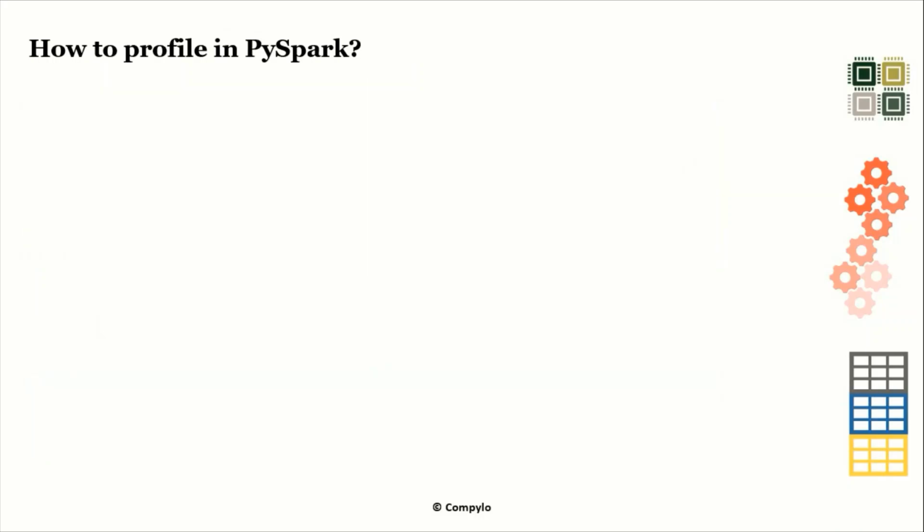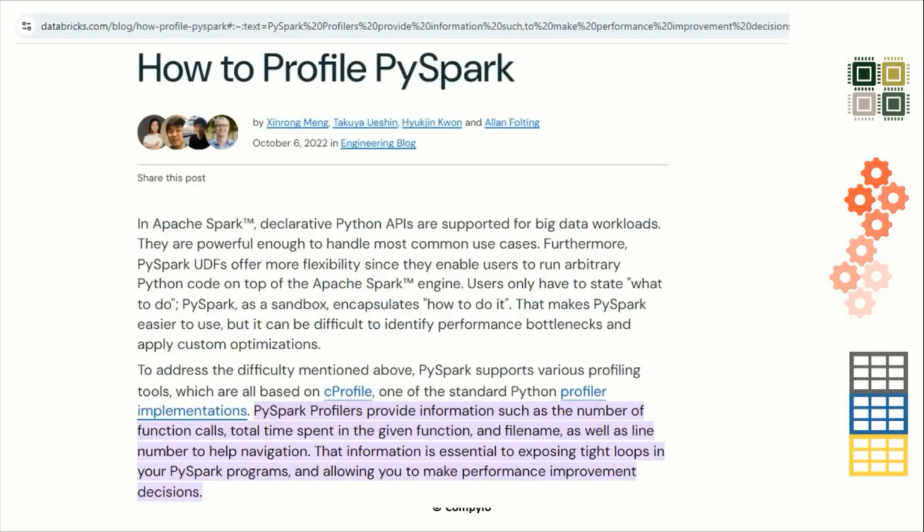Next question is how to profile in PySpark. To answer this, let us refer to the official documentation. This documentation is from Databricks, and you can read the highlighted section which says PySpark profilers provide information such as the number of function calls, total time spent in the given function, file name, as well as line number to help navigation. That information is essential for exposing tight loops in your PySpark programs and allowing you to make performance improvement decisions.